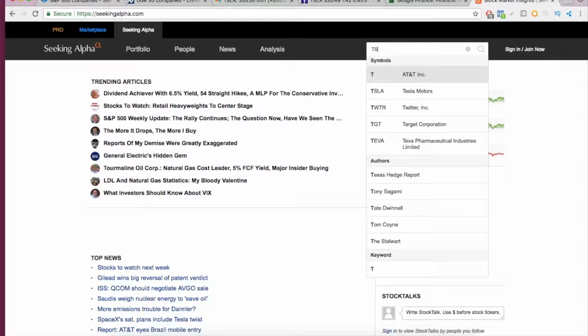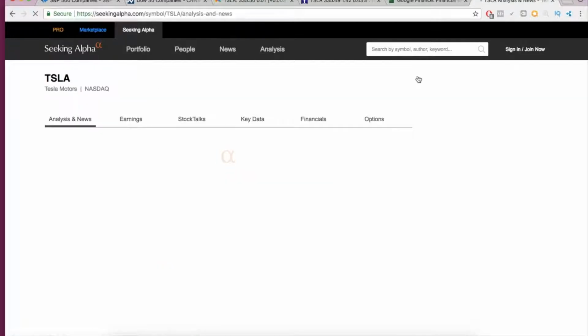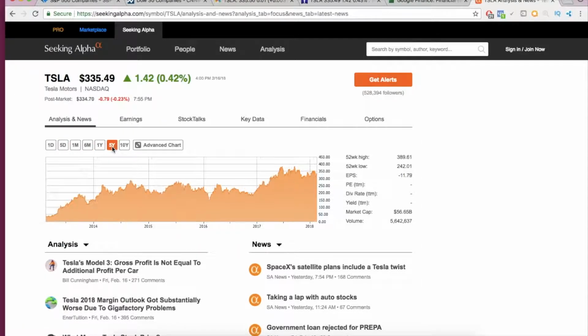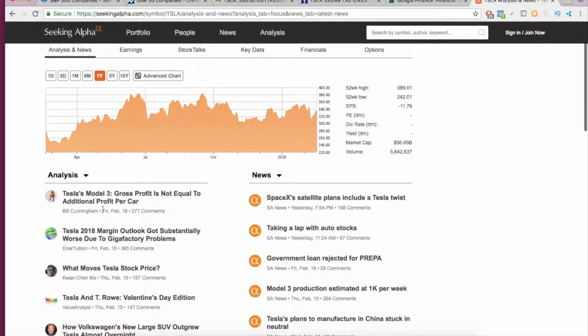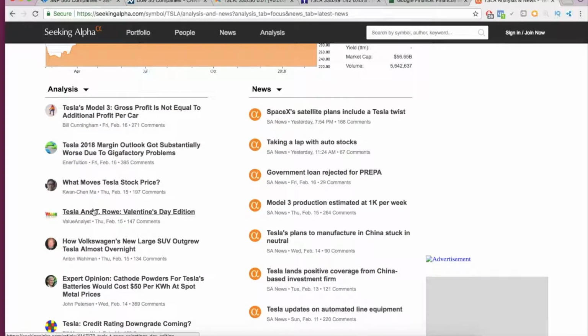Now, going on to Tesla, you've got Tesla Motors here, and you're going to get analysis and reviews, same thing. You also get the chart. You can change it to 10 years, 5 years, 1 year. The analysis is done by people. As you can see, you have Bill Cunningham, Inner Tuition, different people who have a better interest in Tesla itself, whether they're professionals or individual investors like you and me.